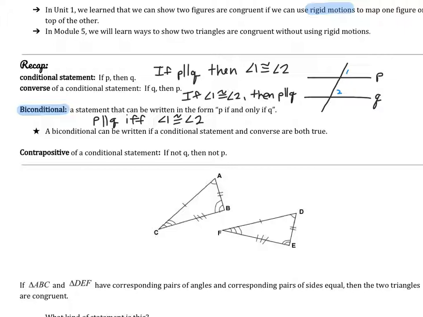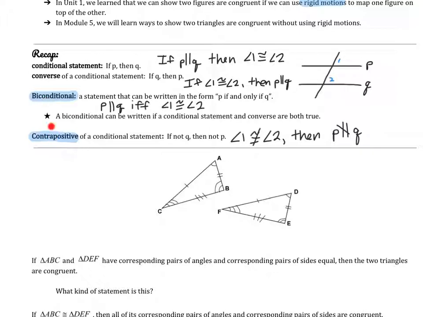And the last one is the contrapositive. So for a contrapositive, you swap the hypothesis and the conclusion, but you also add the word not in front. So if not Q, then not P. So in this continuing example, we would say if angle 1 is not congruent to angle 2, then we conclude that the two lines are not parallel. So it's just two different types of statements that you might be seeing.